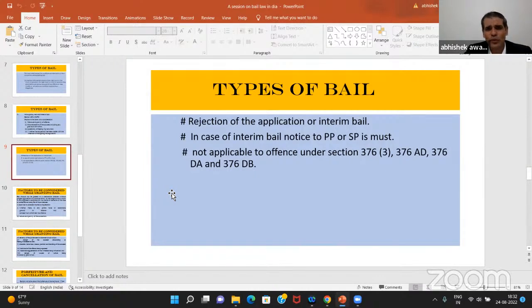Again, it is not applicable to offenses under section 376B, 376AB, 376DA, and 376DB. It means in these four offenses, anticipatory bail is not applicable. You can't invoke this section if you are accused in these four offenses.